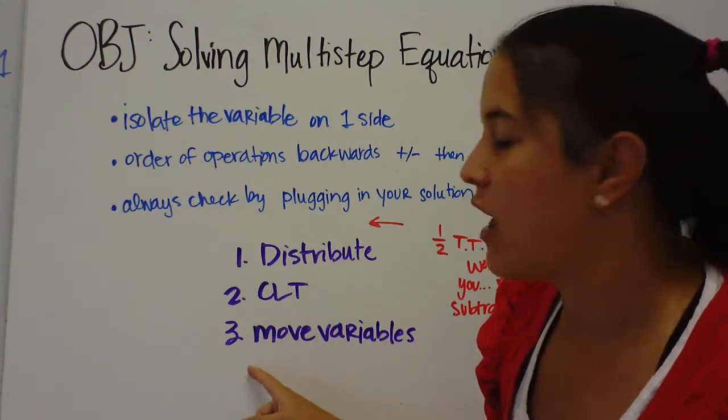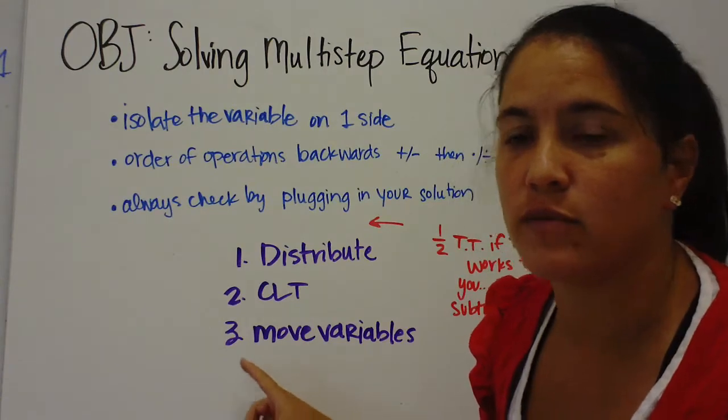Combine like terms, and then move the variables if you need to. Move the variables to the side.